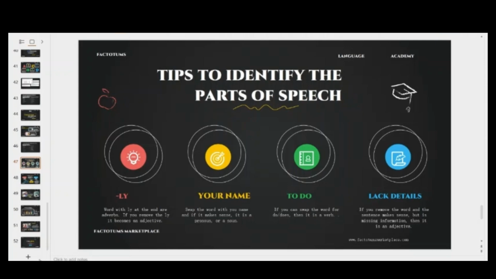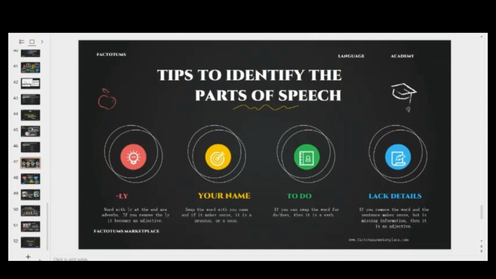Basically, we've seen all the parts of speech. Yes, that's correct. This is just a recap of what we have seen, and to clarify any doubts. So, tips to identify the parts of speech and why they're so important to help you with speaking and also with writing in English.